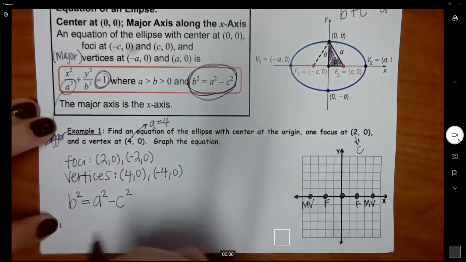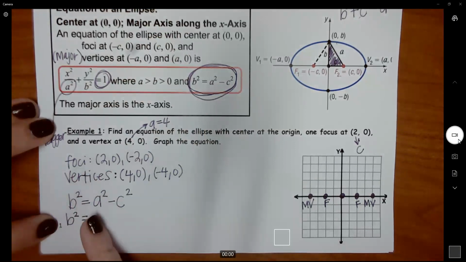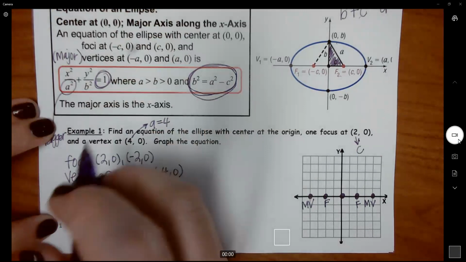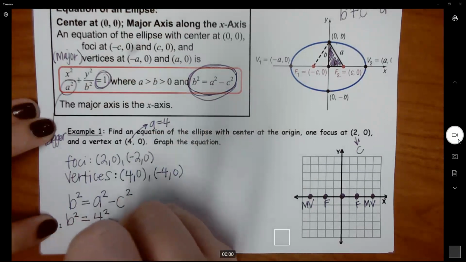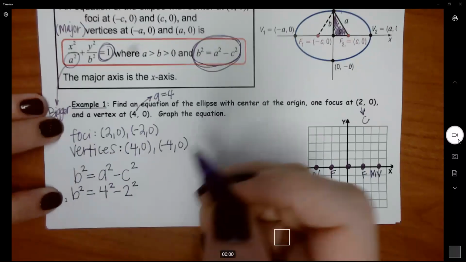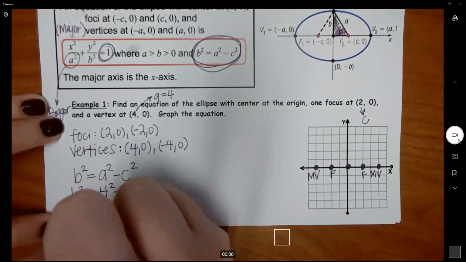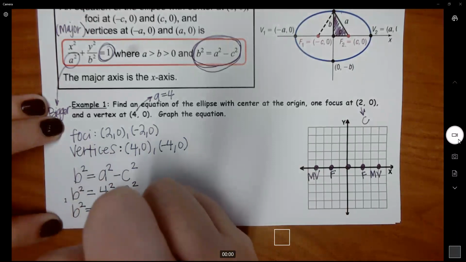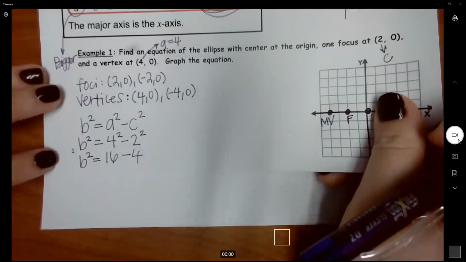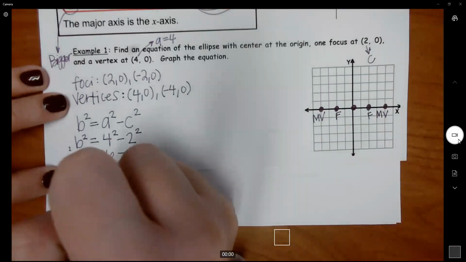Plug in your information. I don't know b squared. My a is 4, and my c is 2. So b squared equals 16 minus 4. b squared equals 12.